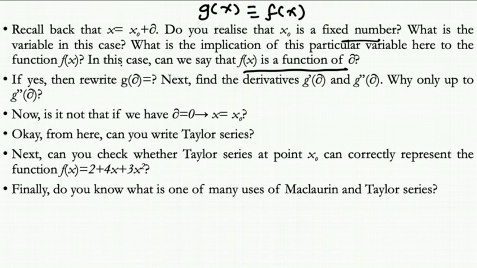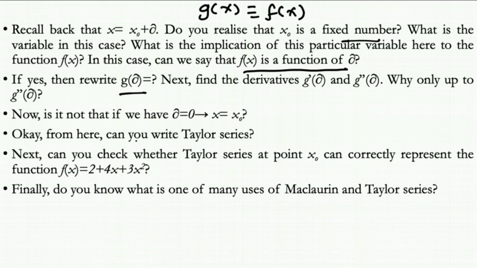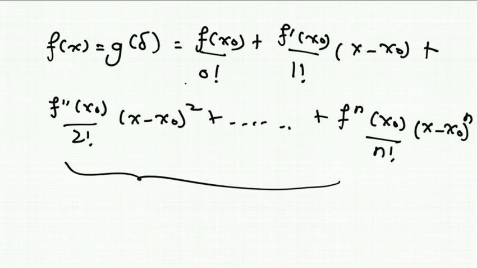So how do we rewrite g(delta)? I did mention to you it is written this way in equation 1, isn't it? Next, find the derivatives g prime (delta) and g double prime (delta). We did it already here. g prime (delta) is this, g double prime (delta) is this, if we are given the specific one. But if it is written in Maclaurin series, it is equation 1 here, and then we rewrite it again, that looks like this.